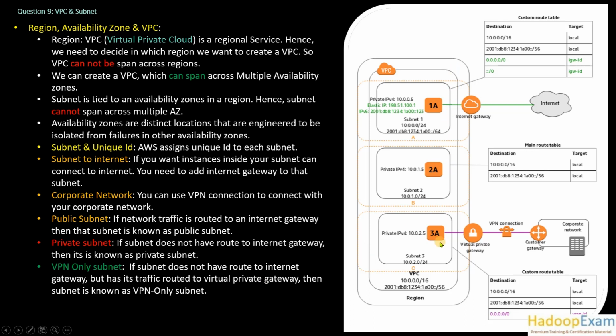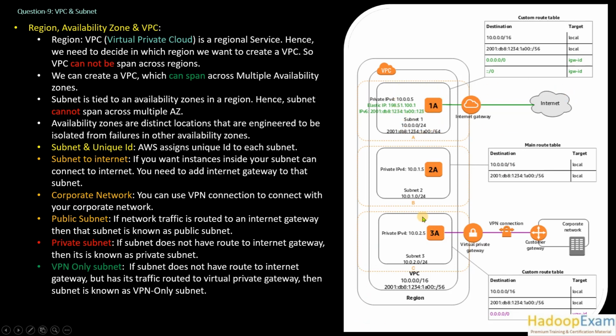So here we are showing three different types of subnet. If it is connected to an internet gateway, then it is a public subnet. If it is not connected to even a virtual private gateway or an internet gateway, it means it's a private subnet. Instances inside this can talk to each other, but cannot communicate with anything outside of this subnet. Instances on the public subnet can communicate with the internet.